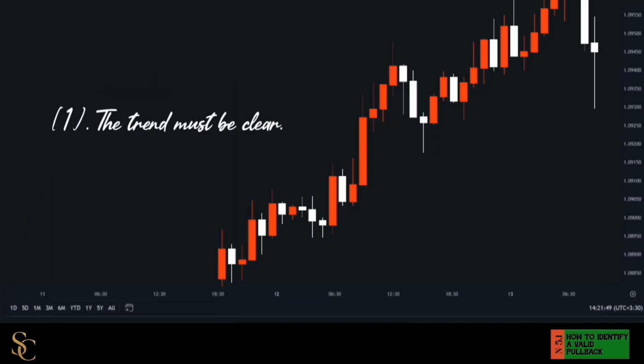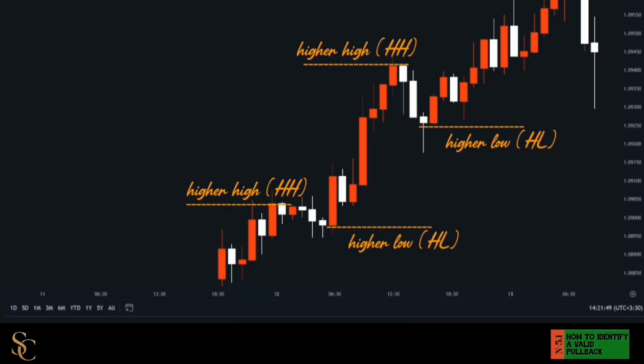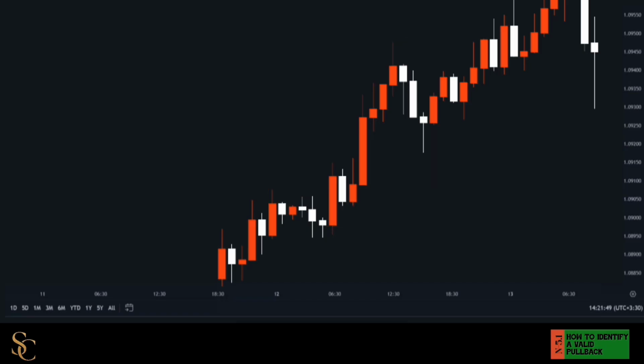1. The trend must be clear. A pullback only becomes meaningful when there's a clearly established trend. In an uptrend, look for higher highs, HH, and higher lows, HL. In a downtrend, watch for lower lows, LL, and lower highs, LH. If the market is choppy or moving sideways, pullbacks lose their reliability, and trying to trade them can be risky.